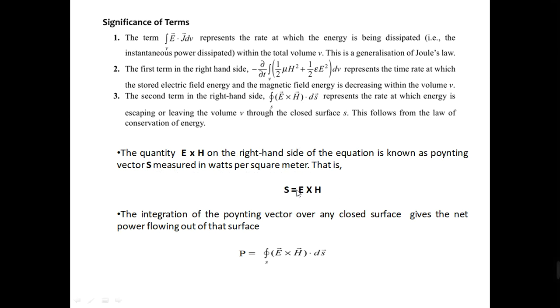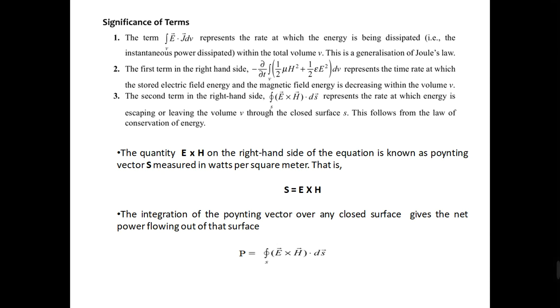On integration of this Poynting vector over a closed surface, we get the net power flowing out of the surface. So if you want to calculate the total power flowing out of a closed surface, you have to integrate the Poynting vector over the closed surface. The unit for this net flow of power through the surface is watts. This is according to the Poynting theorem. This is about the Poynting vector.